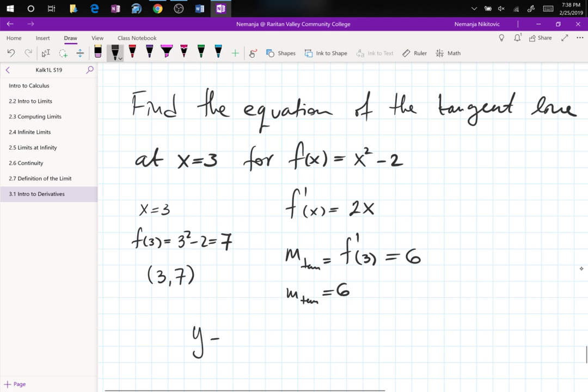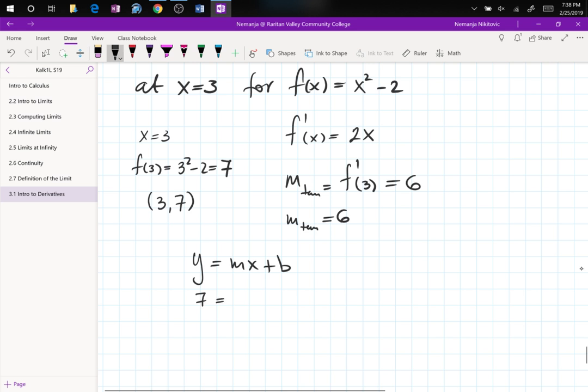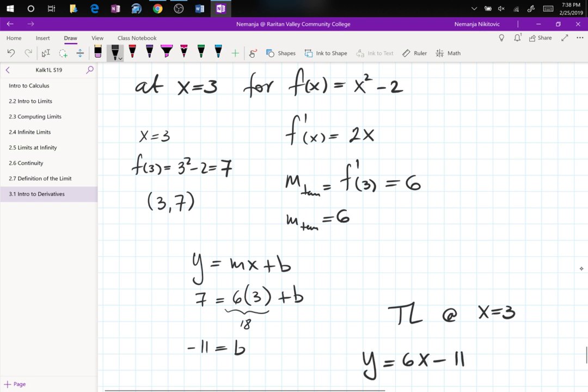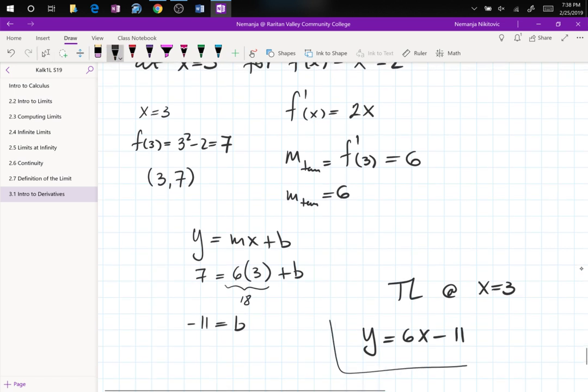So now y equals mx plus b. y is 7, m is 6, x is 3, plus b. This is 18. So 7 minus 18 is negative 11 equals b. So the tangent line at x equals 3 is y equals 6x minus 11. Note that you have to specify the tangent line at the point. As soon as you move the point, the tangent line changes.